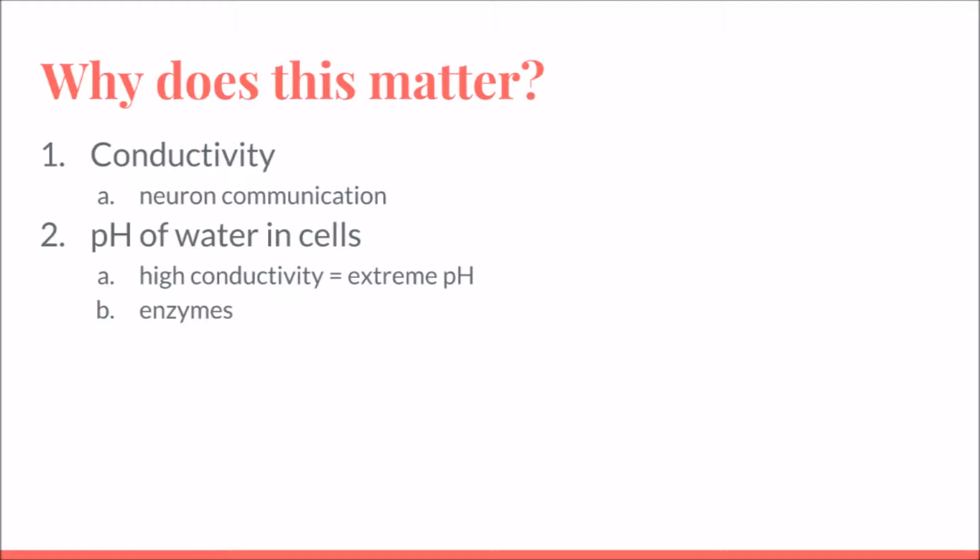Also, high conductivity is related to extreme pHs, and acidic and basic substances affect the pH in our cells. If the pH in our body isn't optimal, enzymes wouldn't be able to function properly, hindering bodily functions.